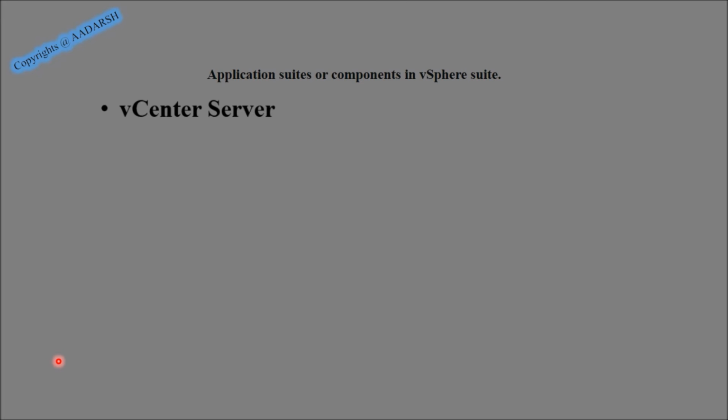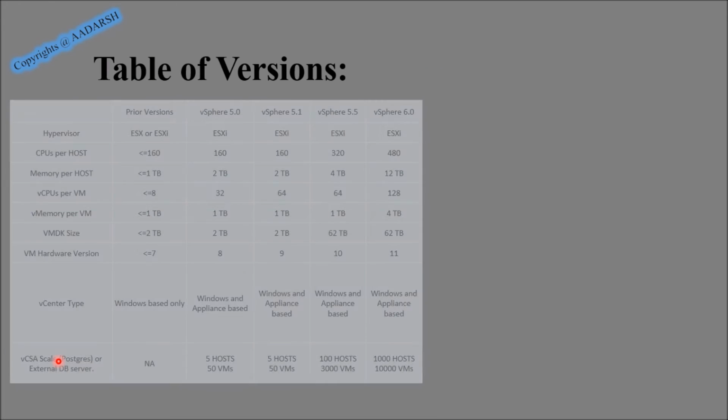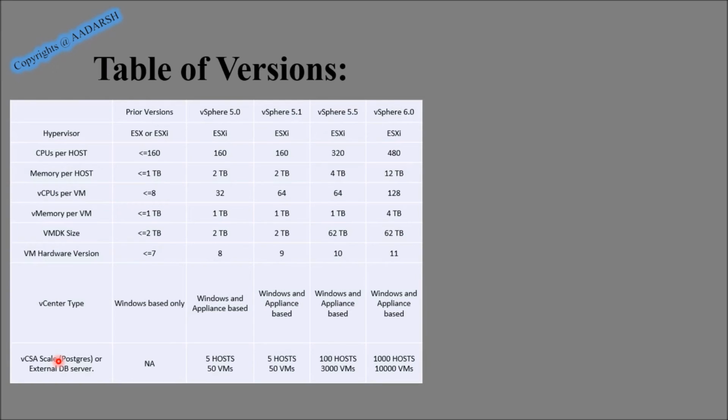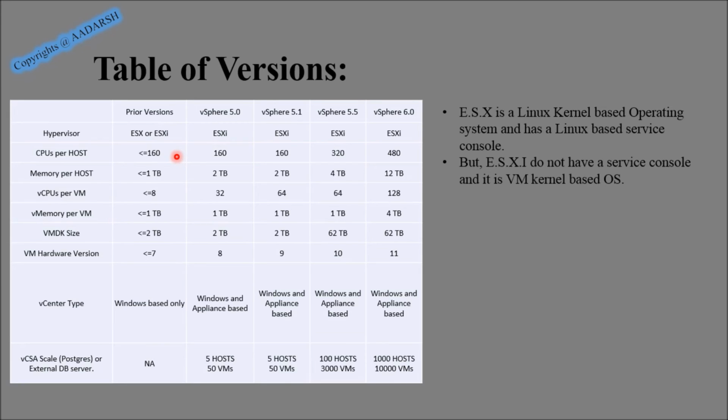This table shows the enhancements VMware has been making from version to version. The table has vSphere versions prior to 5.0 through 6.0. The hypervisor prior to 5.0 was available in two flavors: ESX and ESXi. ESX is a Linux kernel-based operating system and has a Linux-based service console. But ESXi does not have a service console and it is a VMkernel-based OS. From 5.0, the ESX flavor is discontinued.